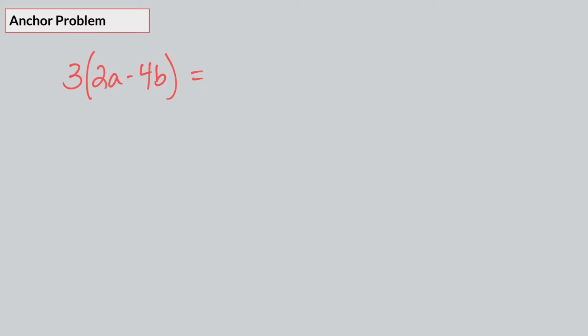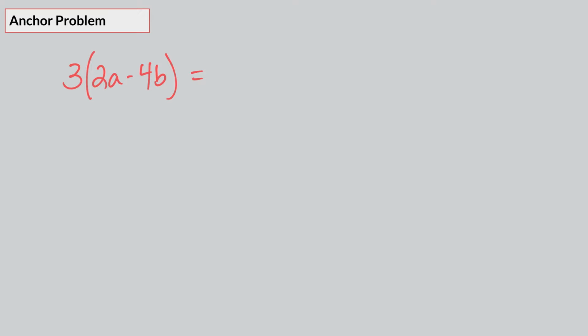The first expression that I have here is 3 times (2a minus 4b). In this case, I'm going to use the distributive property to create an equivalent expression. There's a couple of ways to look at this, and one is that you're really multiplying the 3 by both terms inside the parentheses. And we've done that many times. So there's a couple of ways you can tackle this problem.